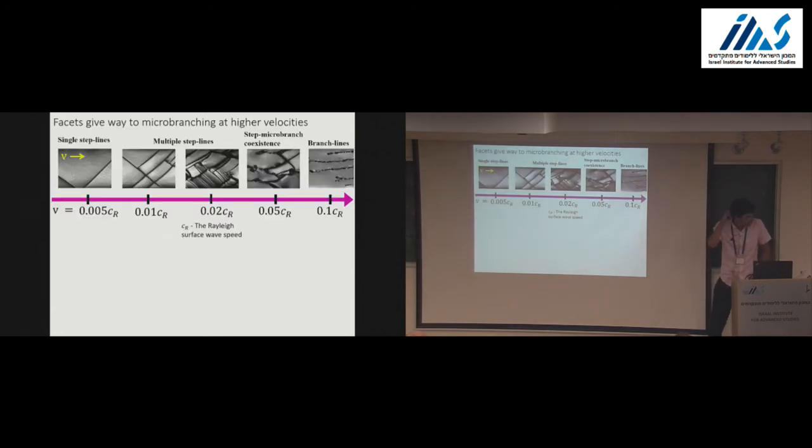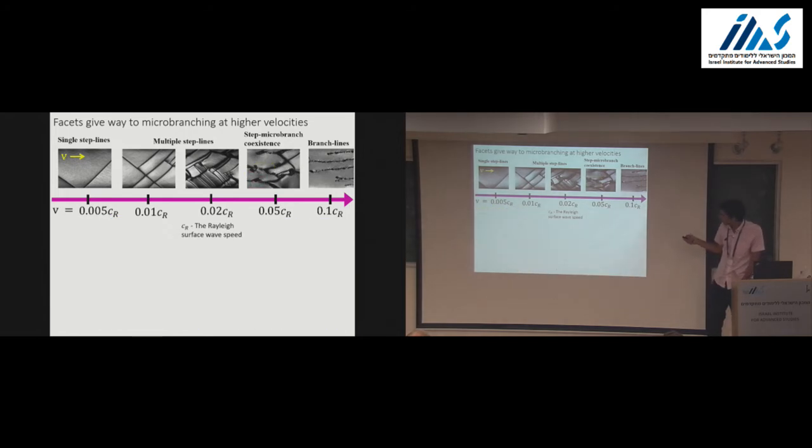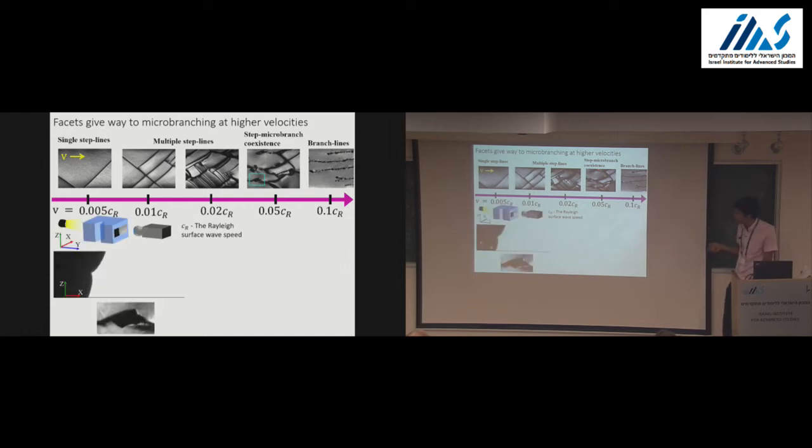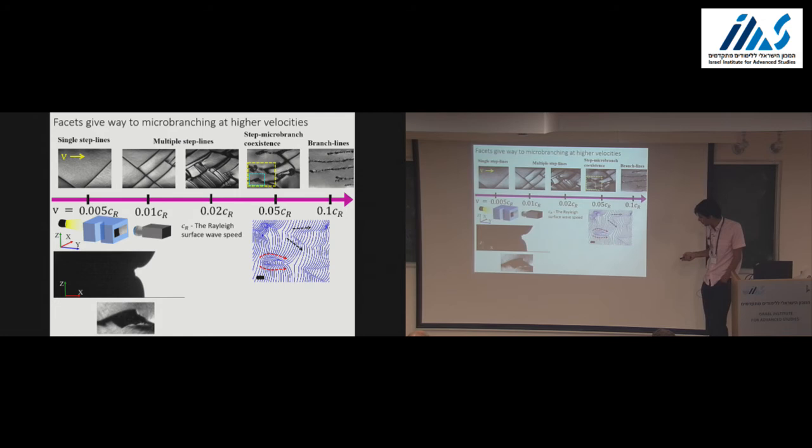Now I would like to tell you something about microbranching. We see microbranching when we increase our velocity. At around 0.05, we start seeing microbranching coexisting with the facets, and at 0.1 of the Rayleigh wave speed, we see just branch lines. And here's a movie showing the in-plane front dynamics: when one microbranch is formed, you see it generates curvature and collapses into a cusp, forming this localized microbranch.